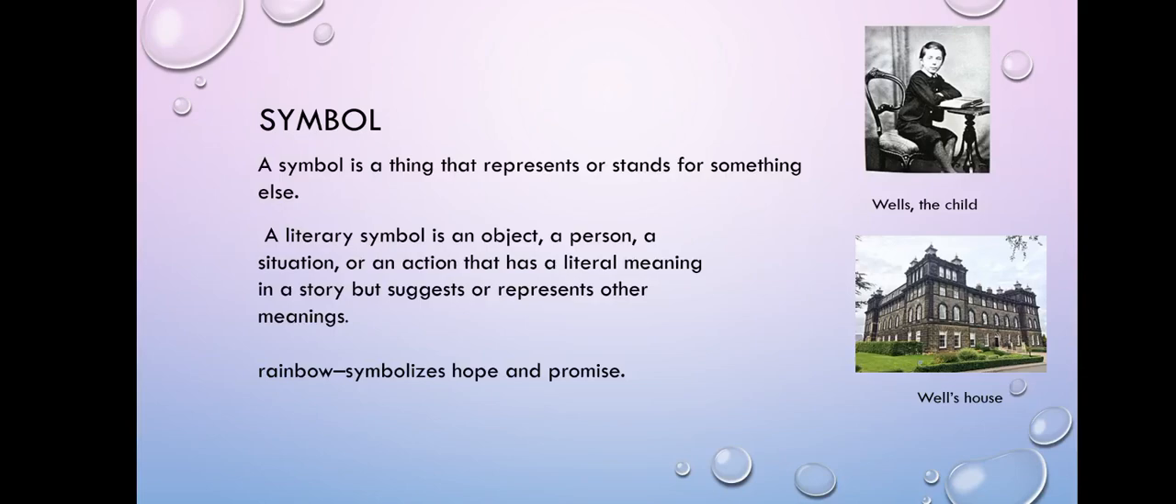This story, The Country of the Blind, is rich in symbolism. What is a symbol? A symbol is a thing that represents or stands for something else. Suppose rainbow. If I mention rainbow, it's not only saying about the colors or something. Rainbow symbolizes hope and promise. Then what is symbolism? It's a literary device. Symbolism or a literary symbol is an object, a person, a situation, or an action that has a literal meaning in a story but suggests or represents other meanings.